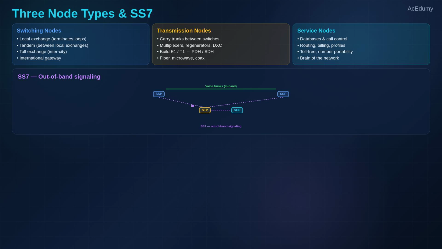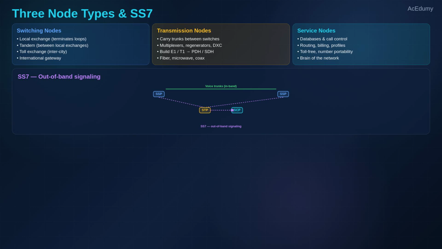The tandem exchange does no subscriber termination at all. It sits between local exchanges and forwards calls between them. The toll exchange handles intercity traffic, and the international gateway exchange is the door to other countries.